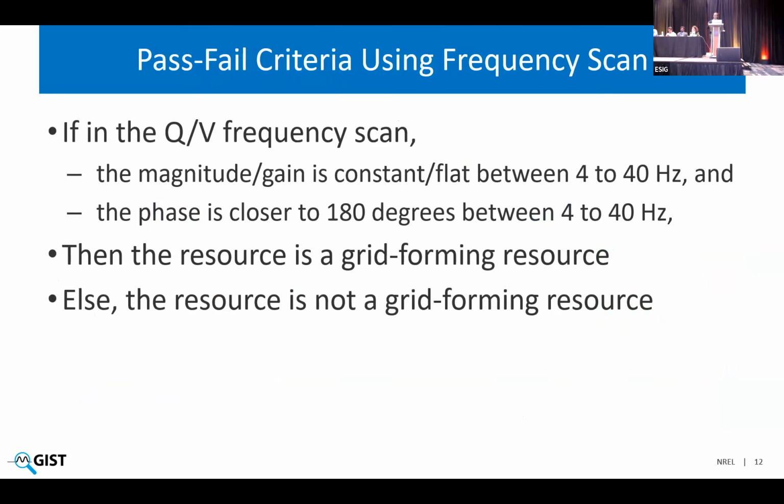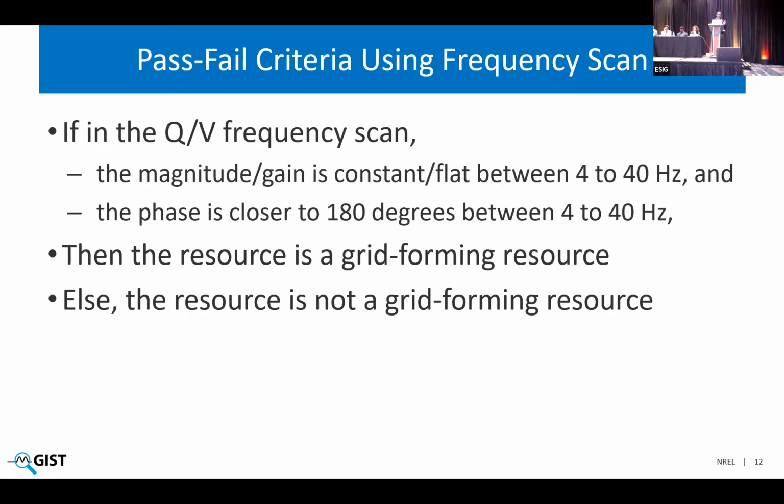So we can define this voltage source behavior, or grid stability or grid strength improvement functionality, by using this frequency scan. Here is one example pass-fail criteria of an IBR, whether it's grid forming or not. If this Q by V frequency scan within a frequency range, say 4 to 40 hertz, because we don't want it to hold the voltage phasor constant in steady state, so we don't care about less than 4 hertz, is flat and if the magnitude is closer to 180 degrees, then it is a grid forming resource. It is helping you with the grid strength. If not, then it is not a grid forming resource.